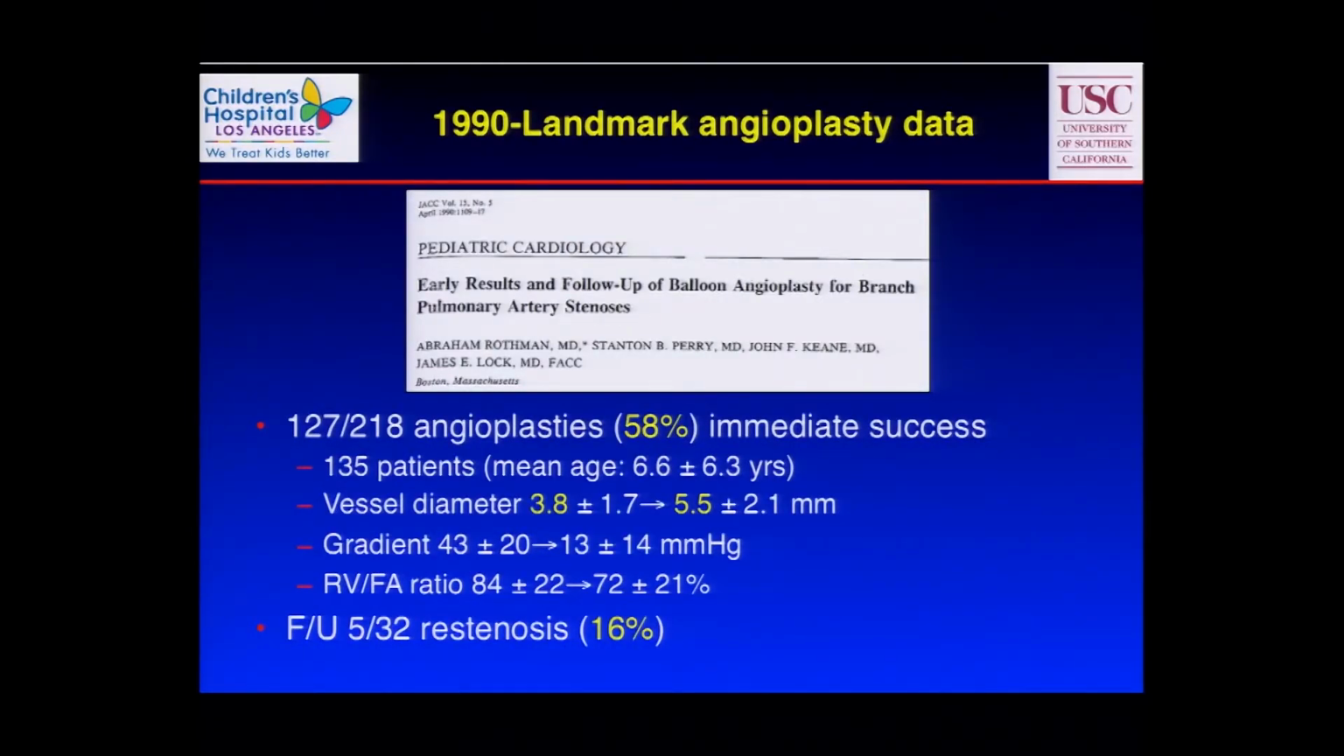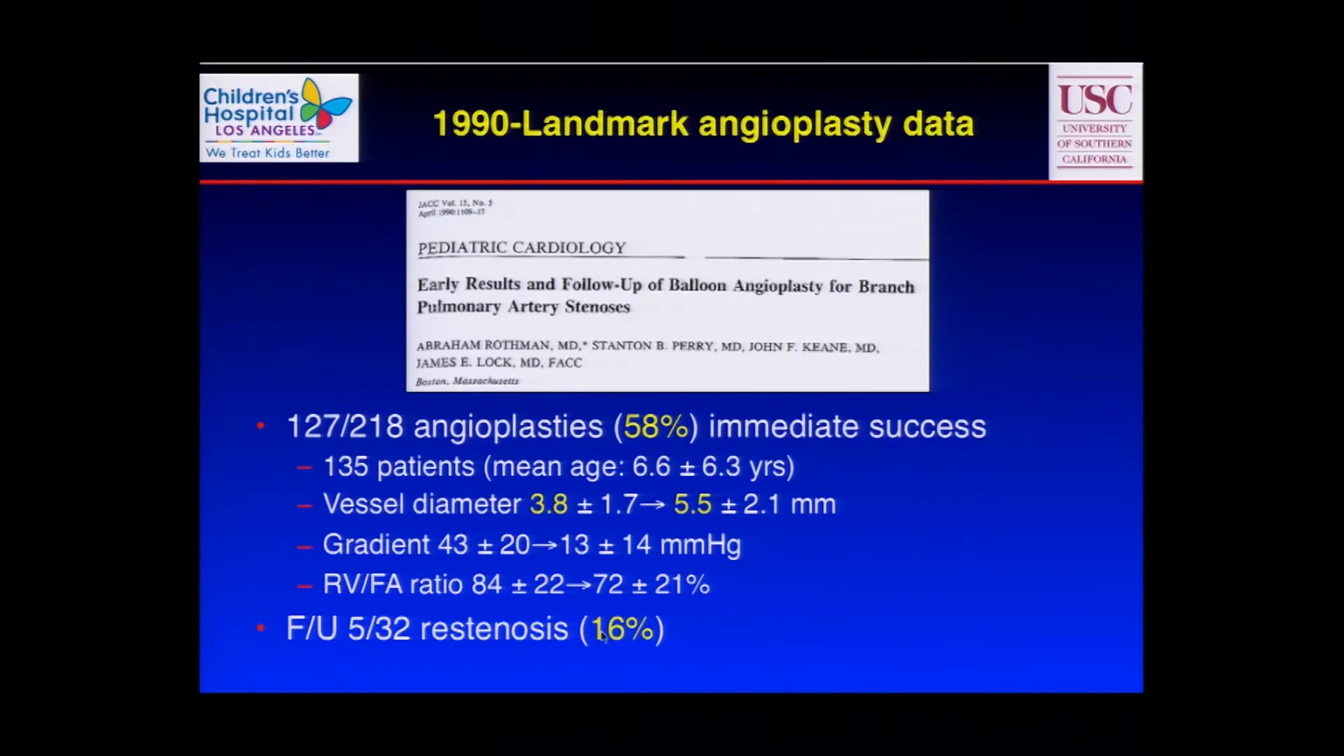Let's go over some landmark angioplasty data. In 1990, Abe Rothman wrote this paper from Boston Children's looking at angioplasty in pulmonary arteries. Basically, it showed that there was a 58% immediate success. Not very high, but that was the only thing that was available at the time. If you look down here, the vessel diameter went from 3.8 to 5.5, and they call that successful because that's more than 20% increase in size. The gradients dropped from 43 to 14, and the ratios went from 84 to 72. Now, 72 is still pretty high by my standards, but back then that was considered successful.